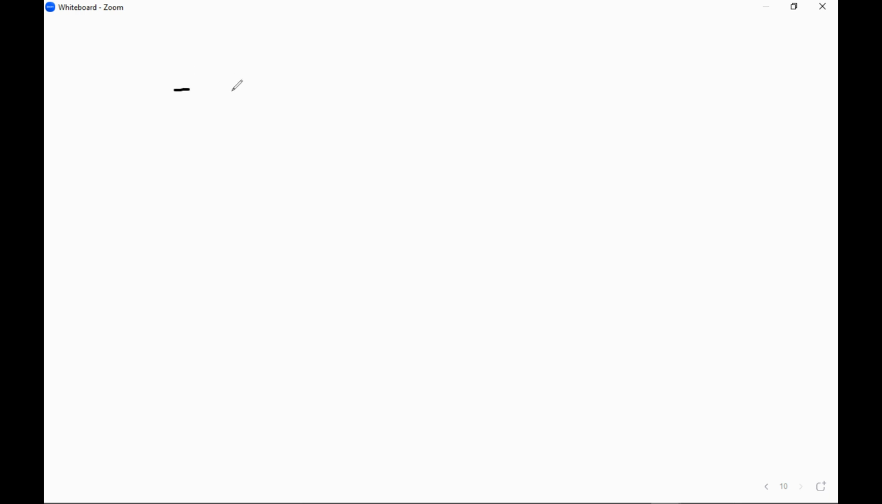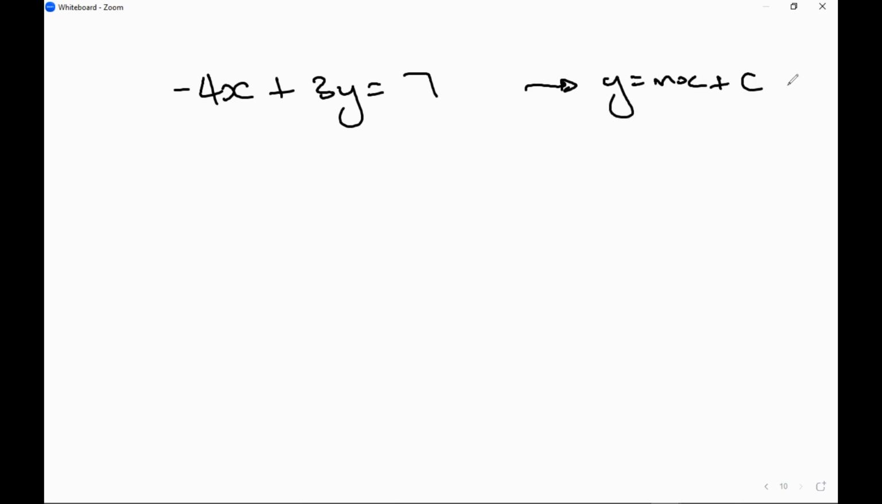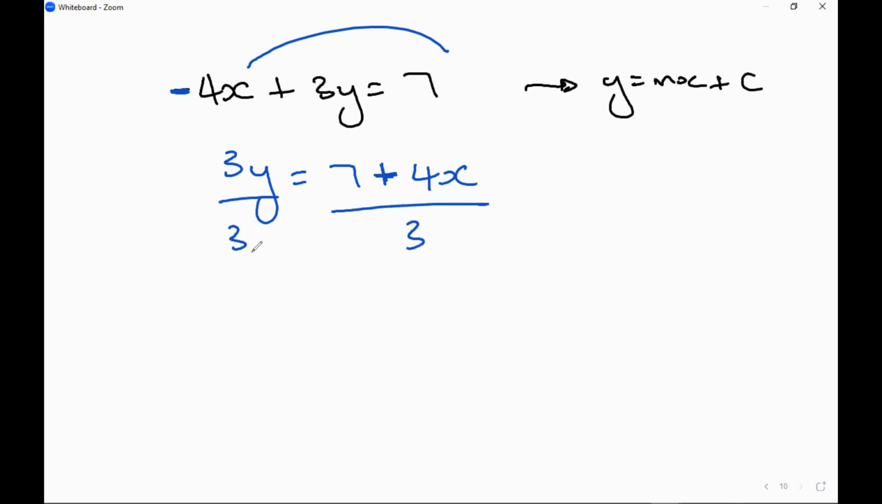This time, let's say I got negative 4x plus 3y equals 7. Try and get it into the form y equals mx plus c. Alright, so remember, move the 4x over. And this time it becomes plus because it's minus. So the sign will change into plus. Then divide by 3 on both sides like that.